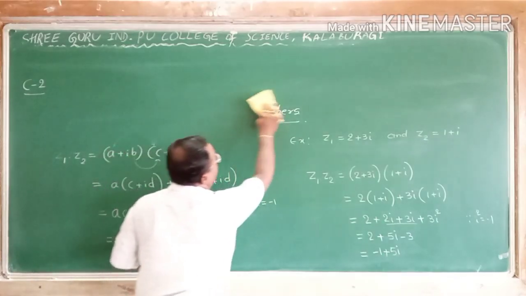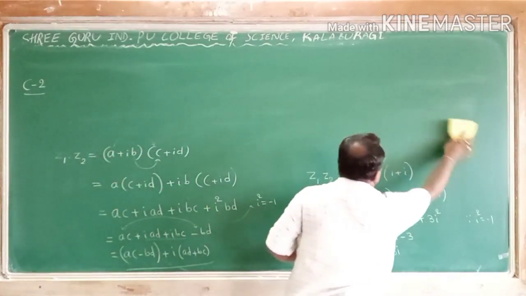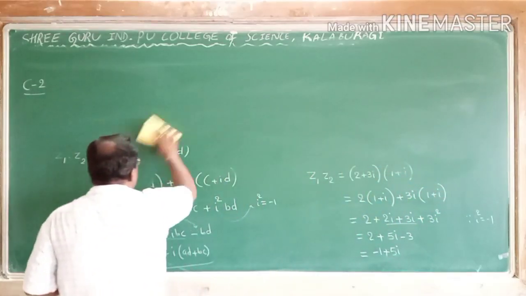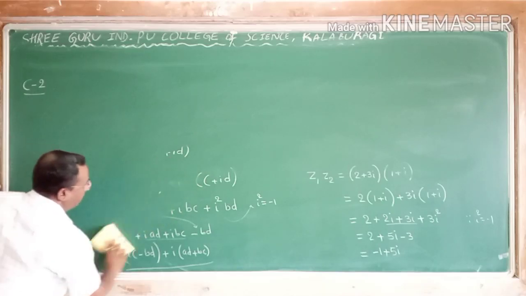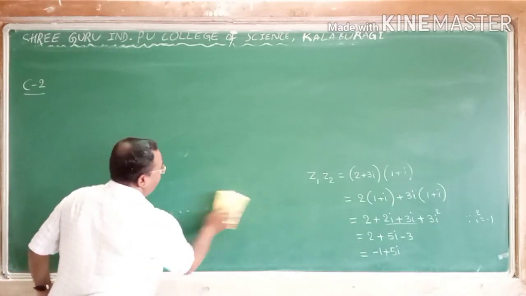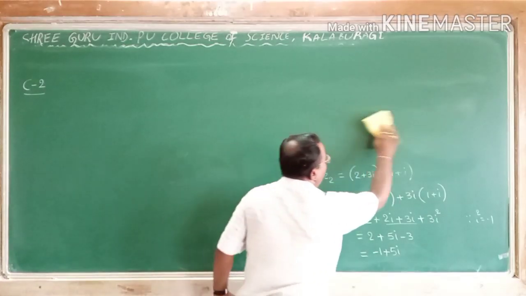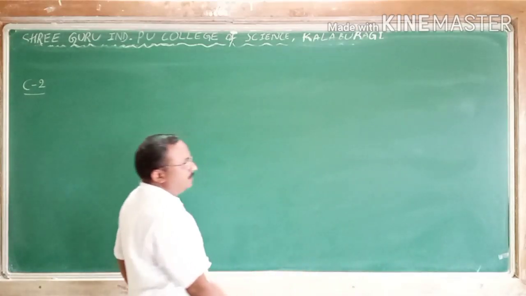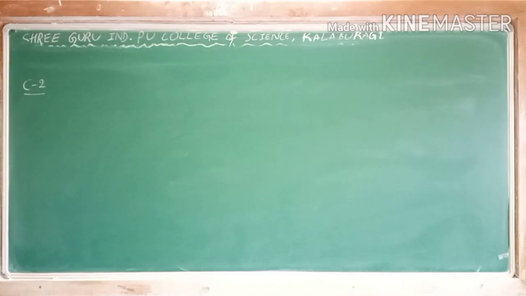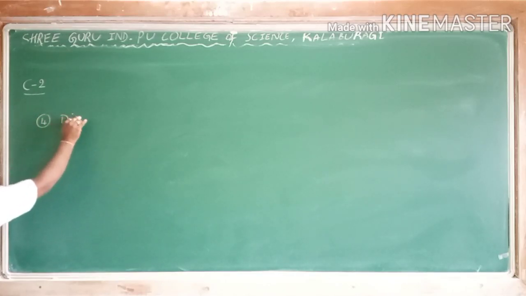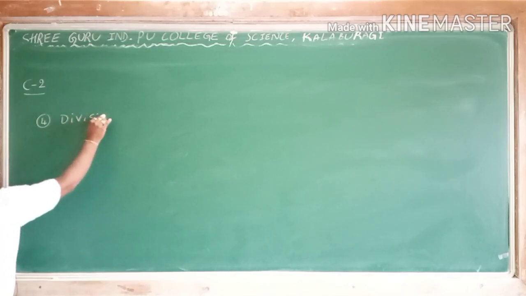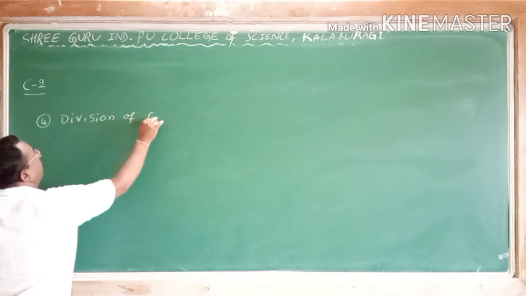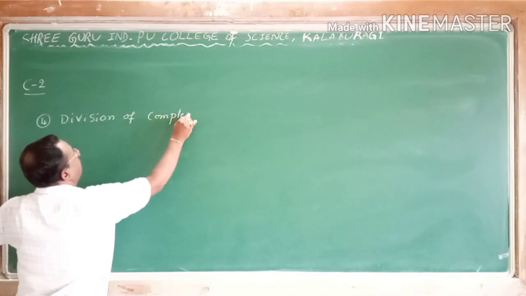Next, the fourth one: division of complex numbers, or quotient of two complex numbers.